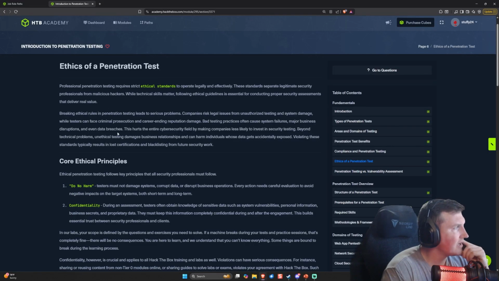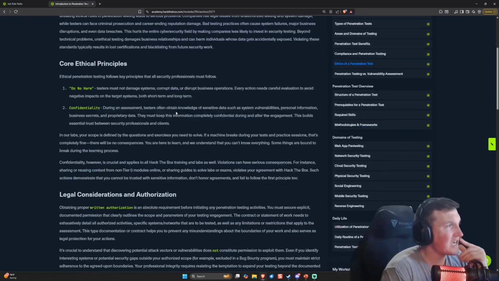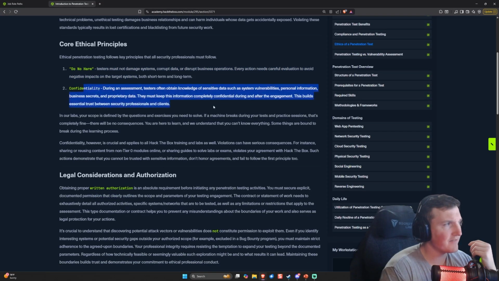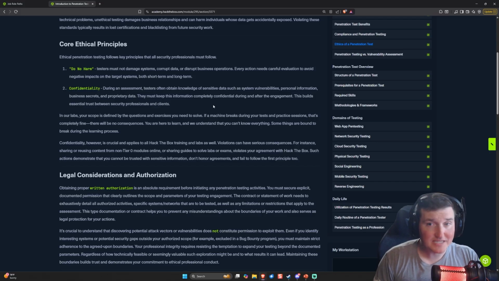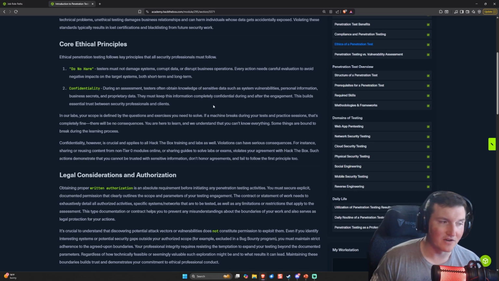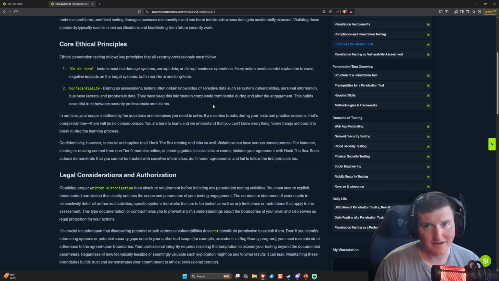Okay, ethics of penetration testing requires strict ethical standards. This is obviously true. So one of the core ethical principles: do no harm and confidentiality. One of the things that I see people not understand is Kali Linux. So many people use Kali Linux and don't understand it. What I mean by that is I can't tell you how many people I've seen go, I like Kali Linux, but then it got an update and now nothing works and I hate it.